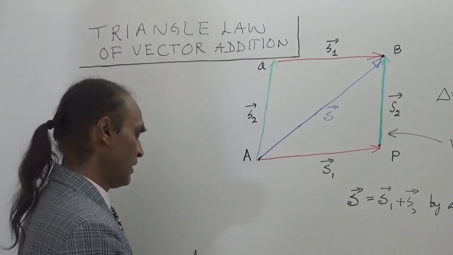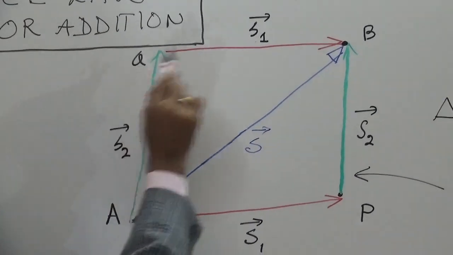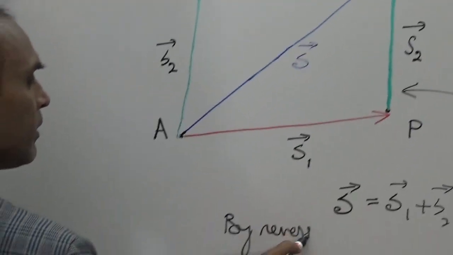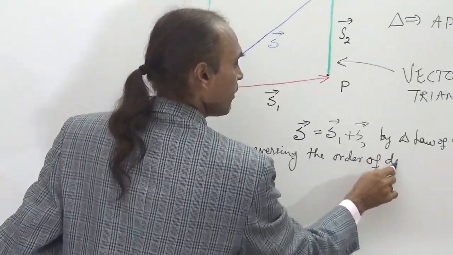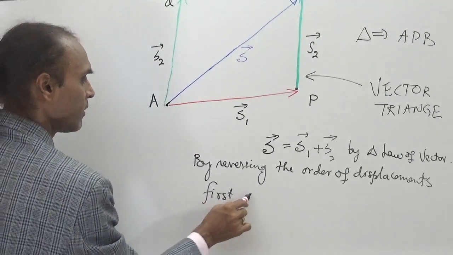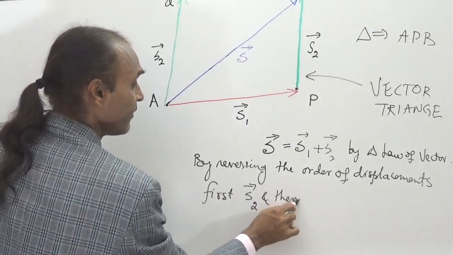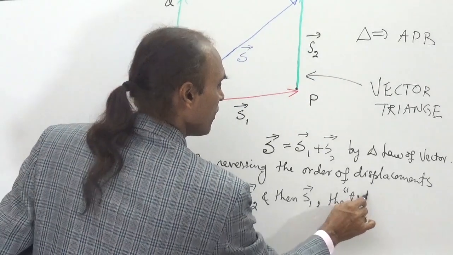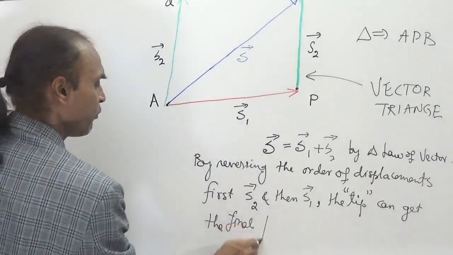So there are two different paths: the path A, P, B, and A, Q, B. So what we have done is that by reversing the order of displacement, first S2, and then S1, the tip can get the final position.